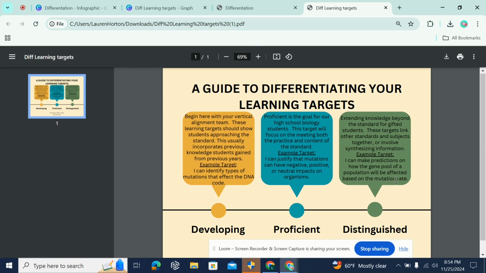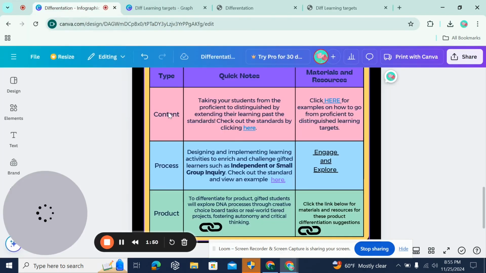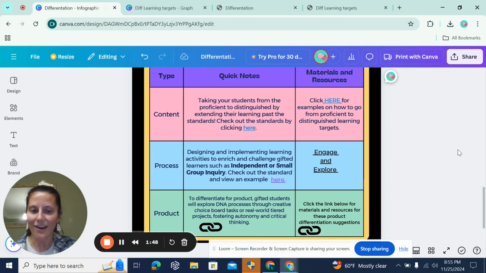Whereas going from this to the distinguished level, we're really going to focus on taking it beyond that standard and linking other subjects or synthesizing information. In this example, I add the words make predictions and looking at how the entire gene pool of the population can be affected based on the mutation rate, which really gets us into the unit of evolution that they'll come back to. So I hope you enjoy the rest of this project with Shelley and Carol.